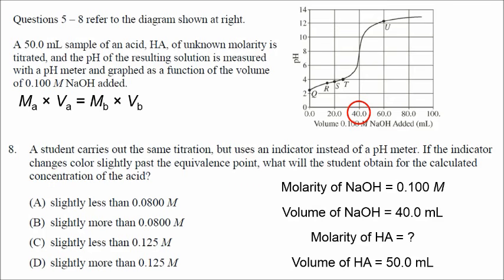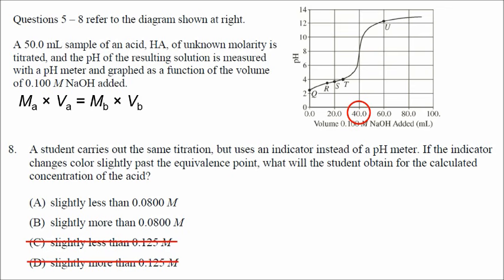Because of the 1-to-1 mole ratio between the sodium hydroxide and the acid in this titration, we can say that M times V, molarity times volume for the acid, is equal to M times V, molarity times volume for the base. We plug in everything we know, and we solve for the molarity of the acid. 40 times 0.1 is 4, and 4 divided by 50 is 0.08. So the correct answer to this question is either A or B.